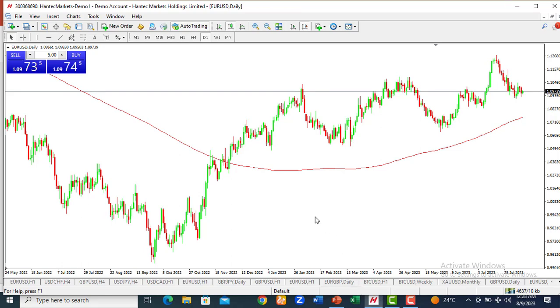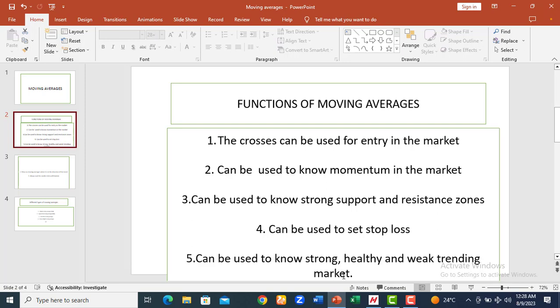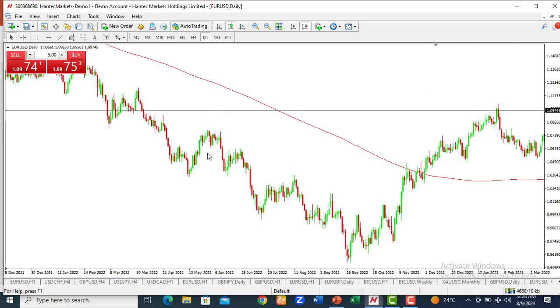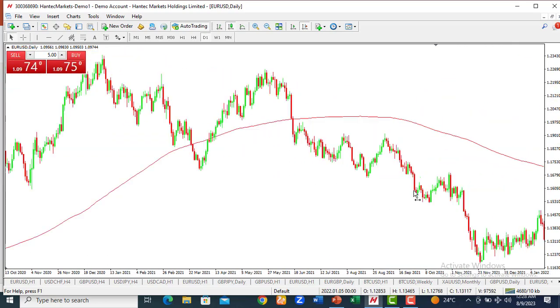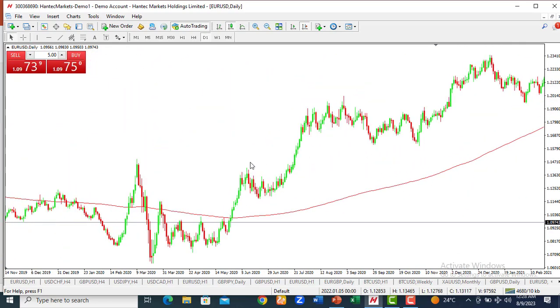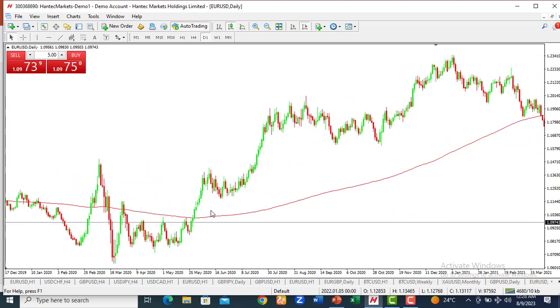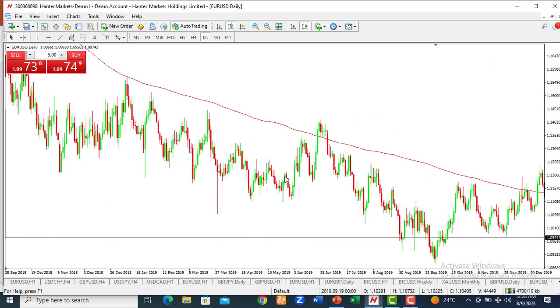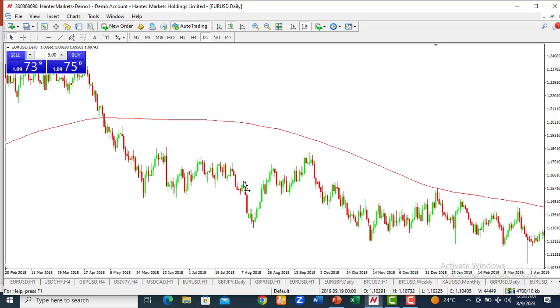So remember, setting your stop loss in a strong trending market. What is a strong trending market? A strong trending market is a market that does not do a deep retracement. Some types of market, you can't call a strong trending market because it's definitely making a deep retracement.